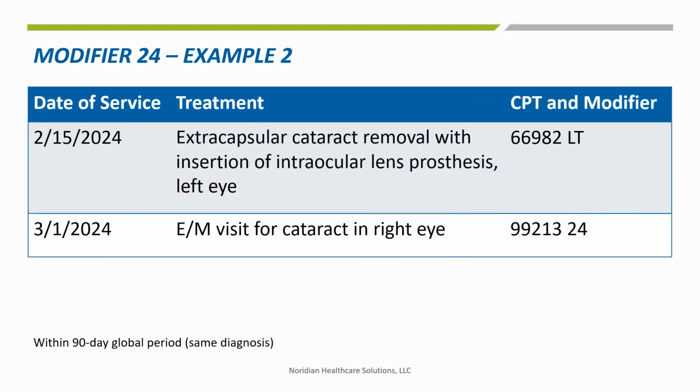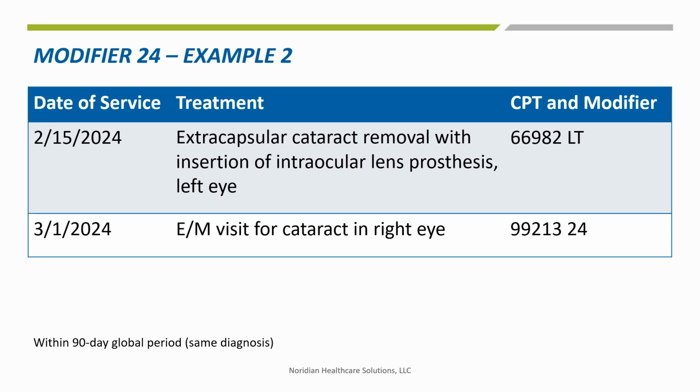In this example, the doctor did a cataract surgery on February 15 on the patient's left eye. Then during the 90-day global period, he examined the right eye. Although the diagnosis is the same, it is the other eye, so a modifier 24 can be appended to the E&M visit, and we will allow this visit during the global period. The patient's documentation must show that it is the other eye that was examined during the global period.